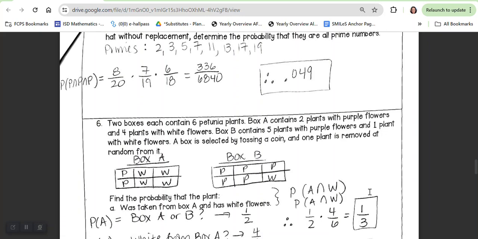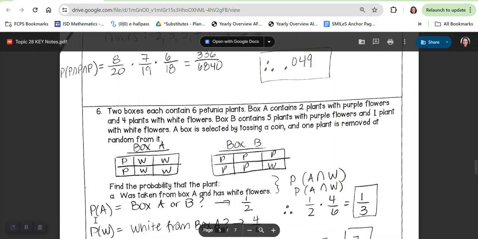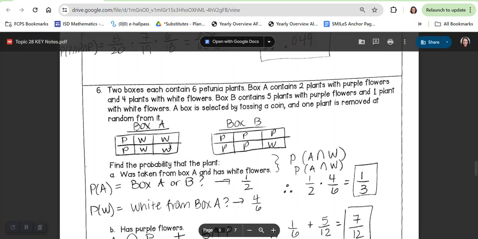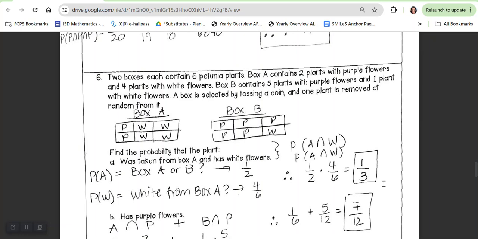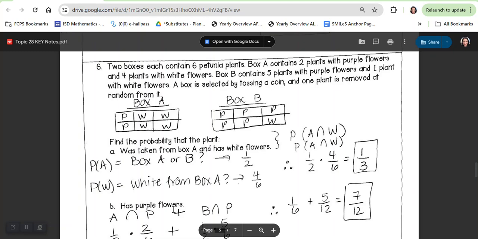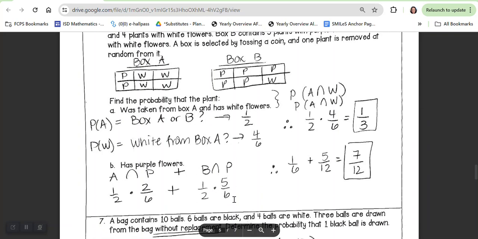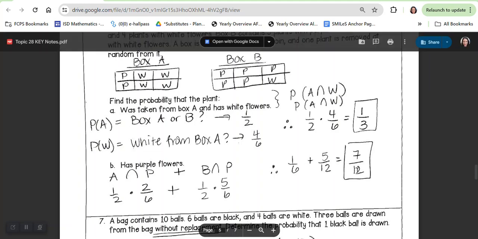So, the probability of getting box A is 1/2, and then the probability of getting white from box A is 4/6, and so we'll multiply those and simplify your answer to 1/3. The probability of purple flowers is going to be the sum of the probability of A and purple and the probability of B and purple. So A and purple was 1/2 times 2/6, and then B and purple was 1/2 times 5/6, and that's going to give us 7/12.